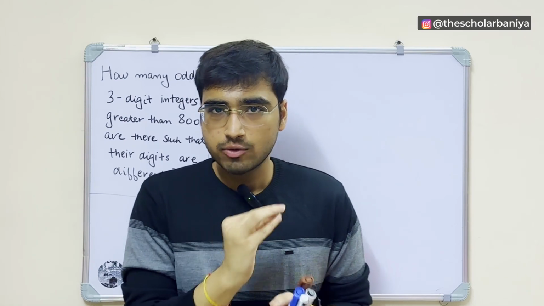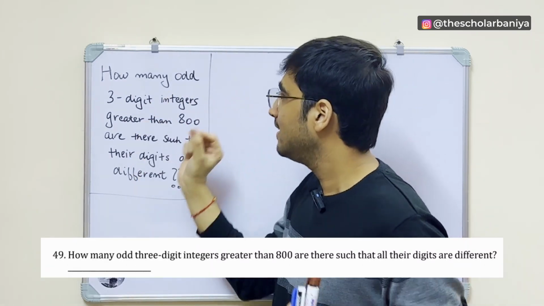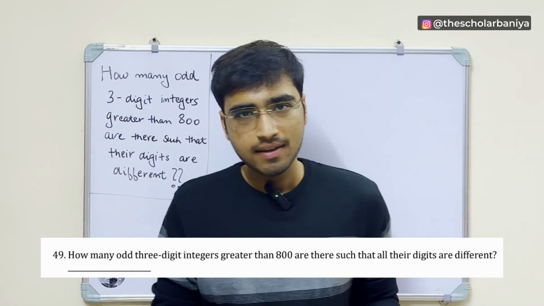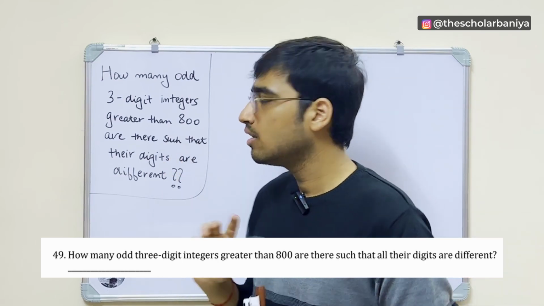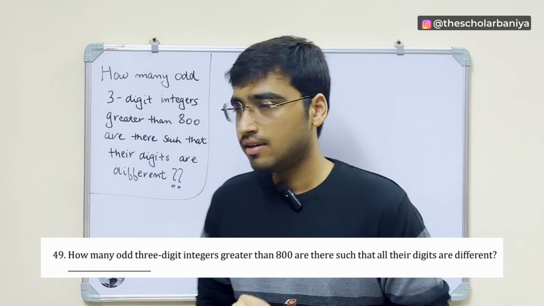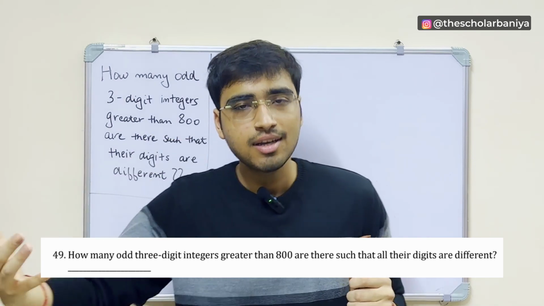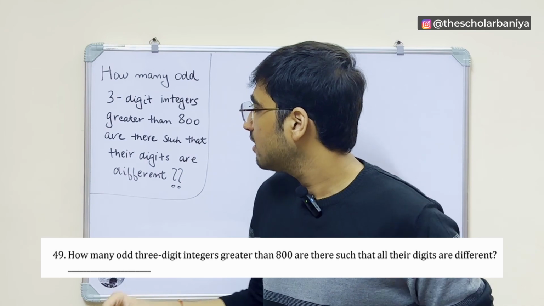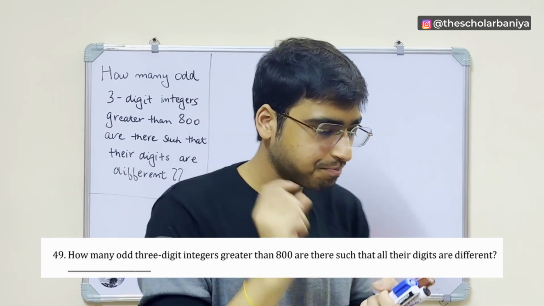So let's move on to the next question, guys. In this question, we are asked: how many odd 3-digit integers greater than 800 are there such that their digits are different? So we are given a few things: the number should be greater than 800, it should be a 3-digit integer, which means less than 999, and all the digits should be different.